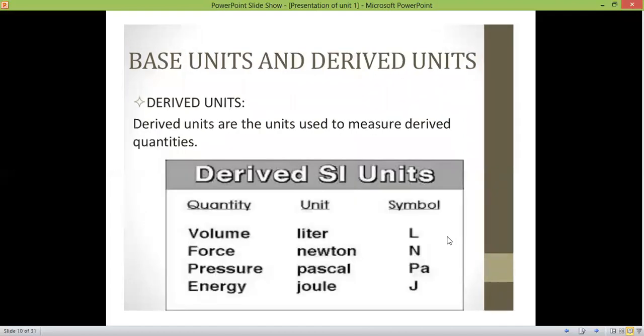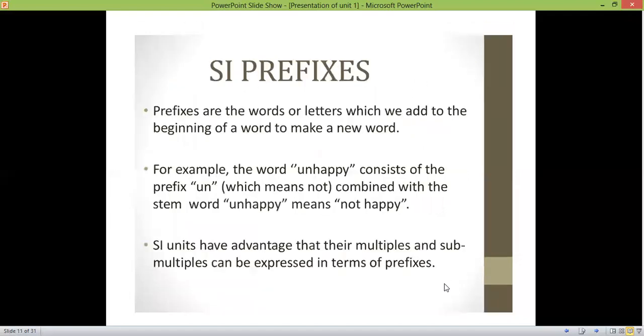Derived units are the units of derived quantities. There are a few derived quantities given: volume, force, pressure, energy. SI unit of volume is meter cube and it is equivalent to liter. SI unit of force is Newton, given by capital N. SI unit of pressure is Pascal, represented by the symbol Pa. SI unit of energy is Joule, represented by the symbol J.